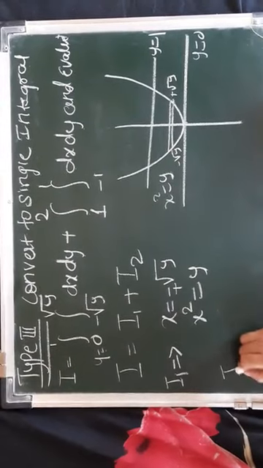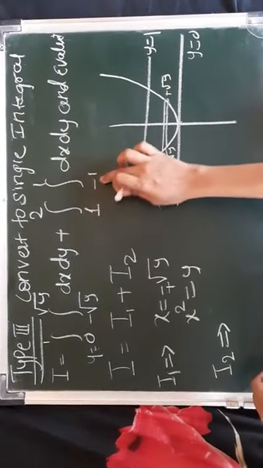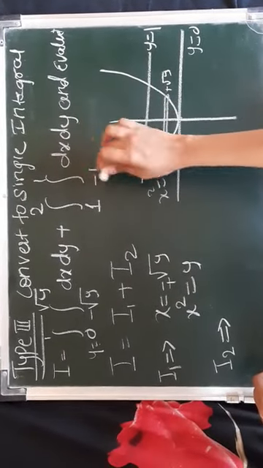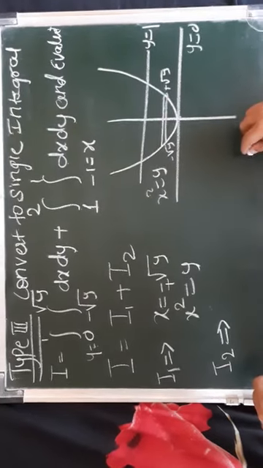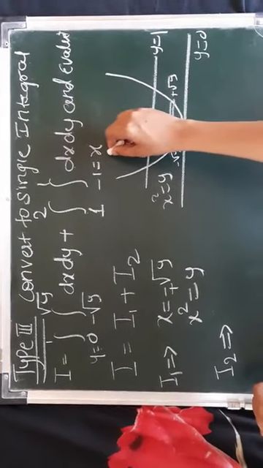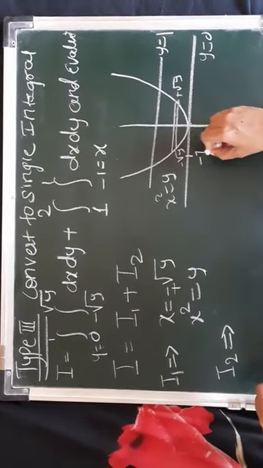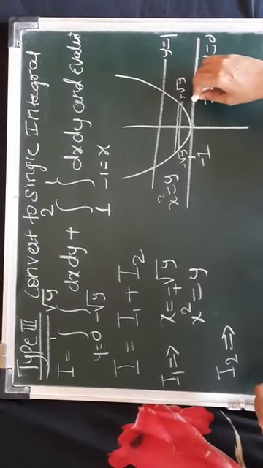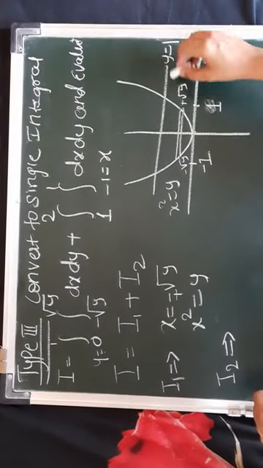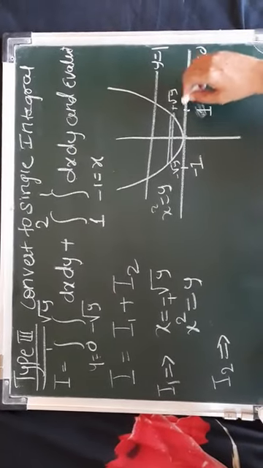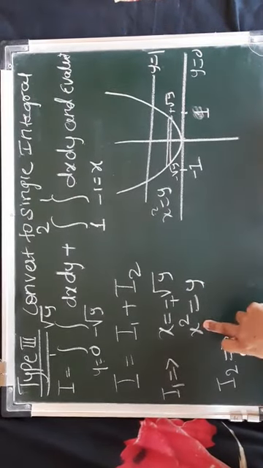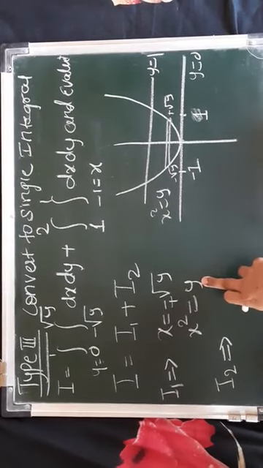Now look at I2. In I2, the limits are not given, the variable is not mentioned, but it is said first integrate with respect to x. That means these are the limits of x. So what we will do, there is the line x is equal to minus 1 here. Suppose I take this as minus 1 and this as plus 1. Let us see whether it intersects this line. The line y is equal to 1 will be intersected. When y is 1, what will be x? X square is 1. So x will be plus or minus 1.